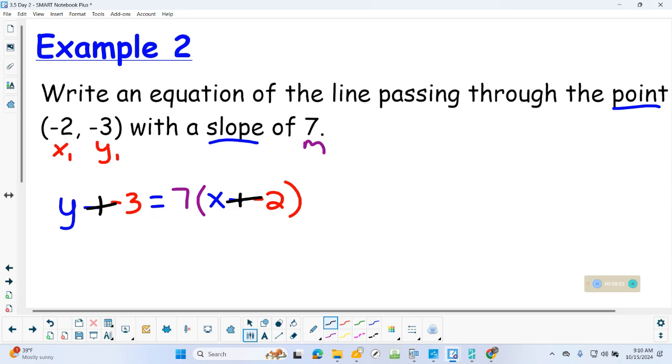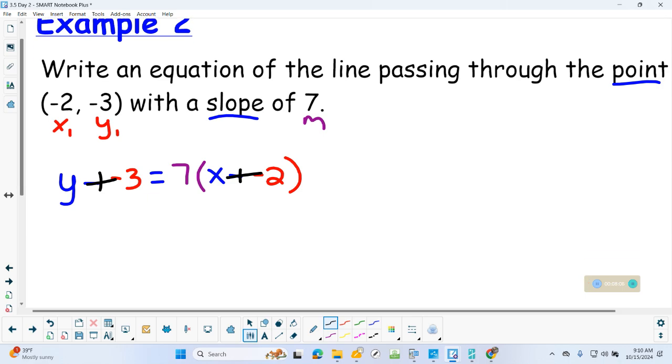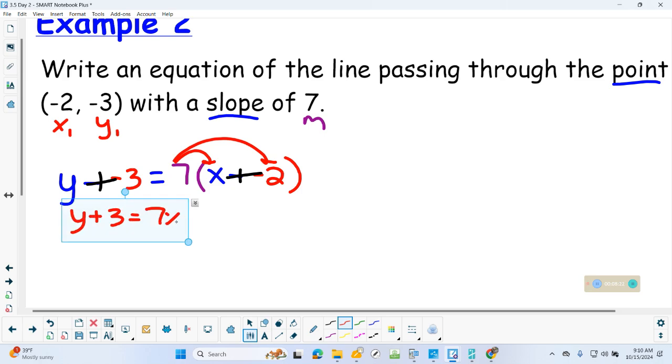Now, one of the things they're going to ask you to do with some of this sometimes, most of the time, let's be honest, they're also going to ask you to put your final answer in slope intercept form. Because we might have to graph it. We might need that y-intercept. Okay, well, we can do that. I'm going to solve it for y. I'm going to distribute first. I'm going to leave this y plus 3 for right now. 7 times x, 7 times 2. And then, of course, the last thing I'm going to do is just take the 3 off.